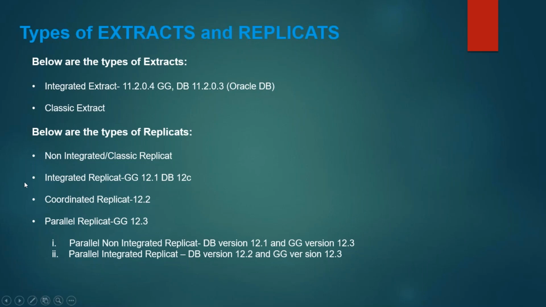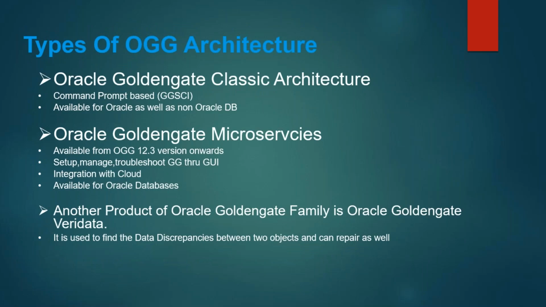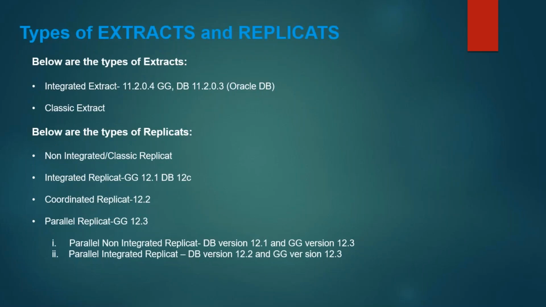Okay. Any questions on the different types of architecture of Goldengate and different types of extracts and replicates? We'll be discussing how to set up replicate and how to set up extract, everything in detail. But any questions so far from anyone?